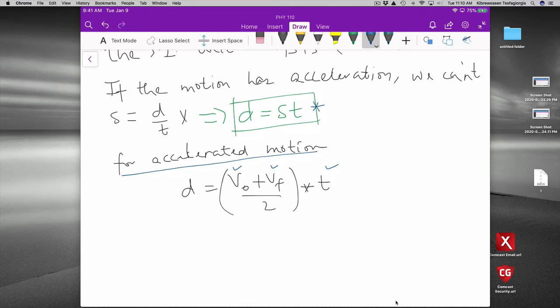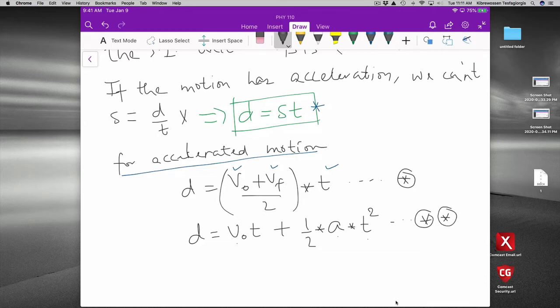But I'm going to give you another distance formula. Distance can also be calculated as the initial velocity multiplied by time, plus half of the acceleration multiplied by time squared. This formula looks a little longer than what we usually use. So if initial velocity is given, acceleration is given, and time is given, but final velocity is not given, then you will want to use this formula. So for accelerated motion, you have this equation. Keep in mind, you have another equation to calculate distance.